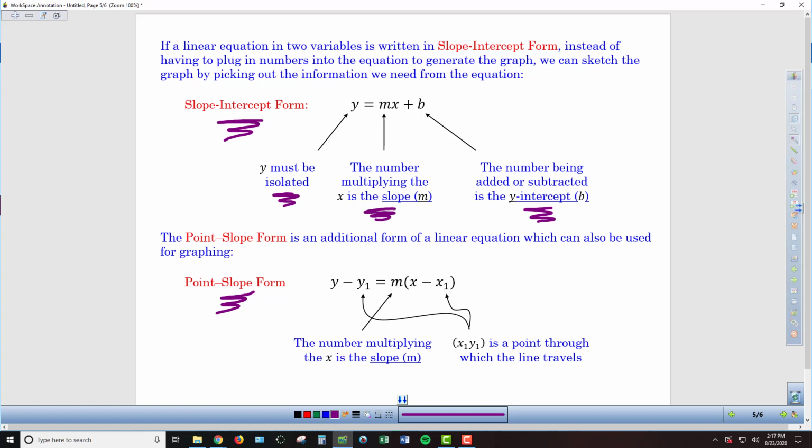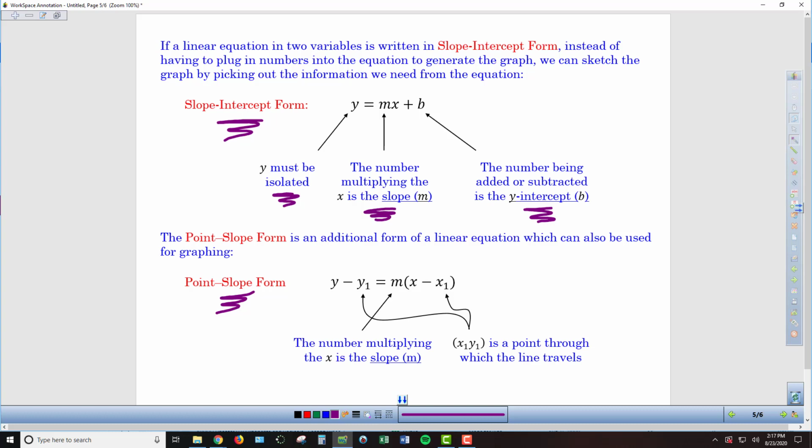So again, if I know what the y-intercept is, then I know where the line travels through the y-axis. If I know what the slope is along with that, then I know how it moves from that point, and so then I can sketch my graph. And we'll see an example of that in just a moment.